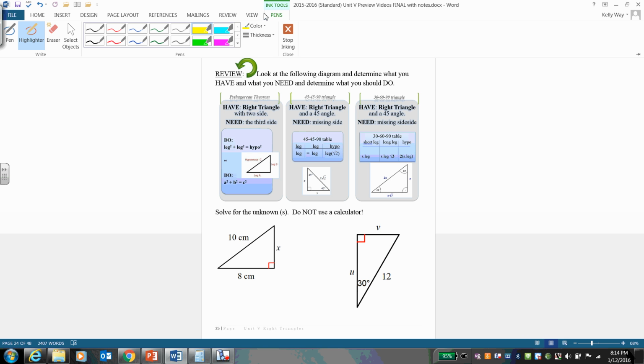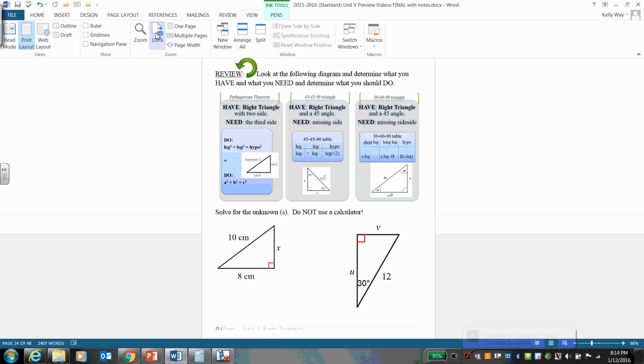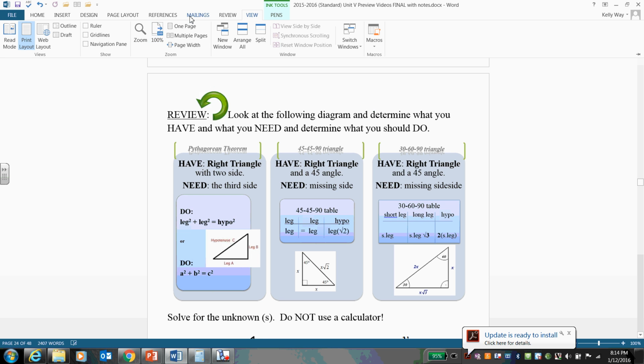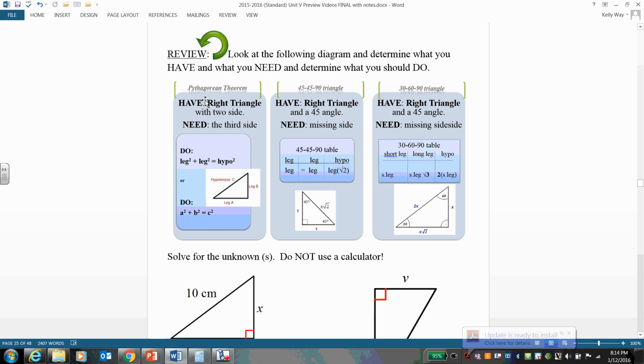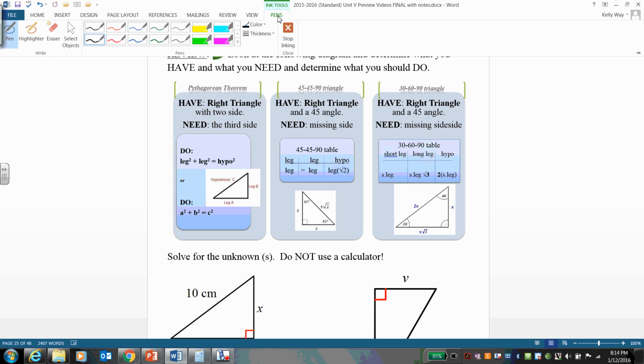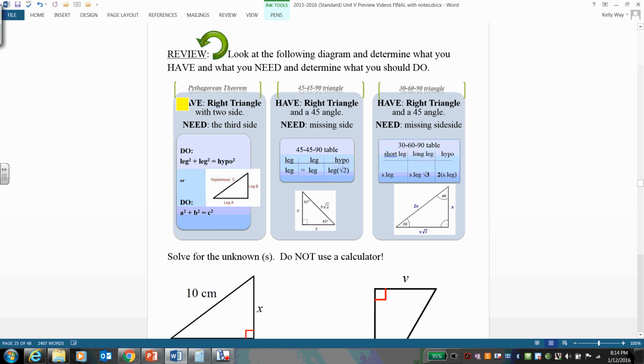This is something we need to start learning how to use. It's called the Right Triangle Toolbox. It is a hot pink colored sheet in your reference booklets. It's based on these three words: have, need, do. Have, need, and then you do this.